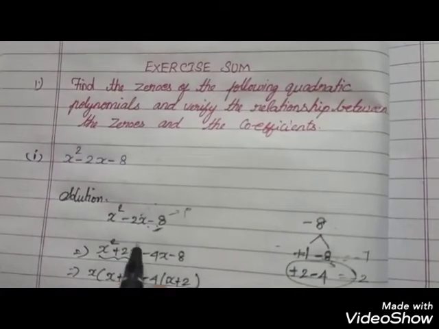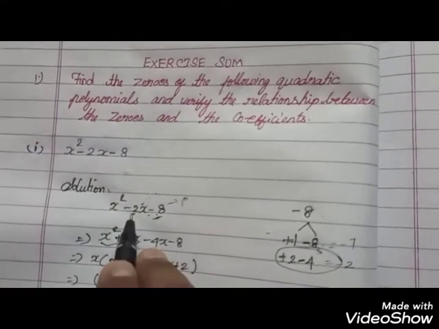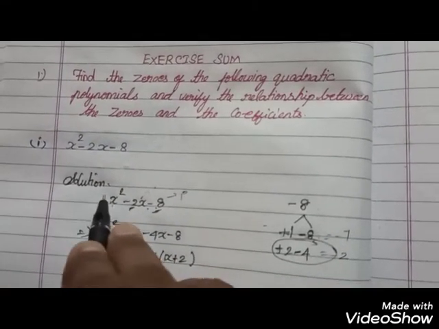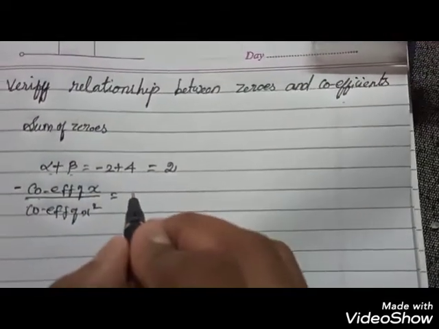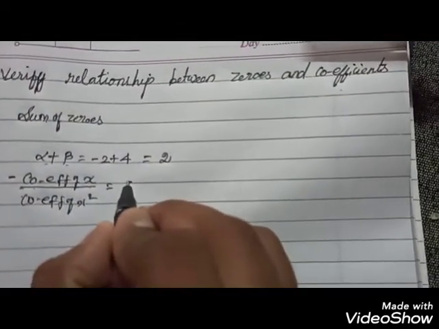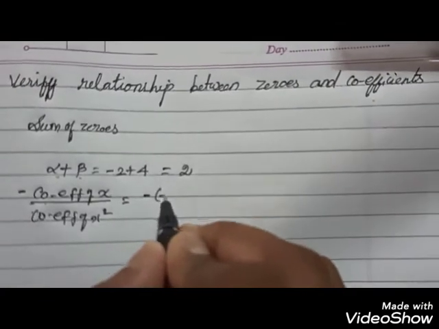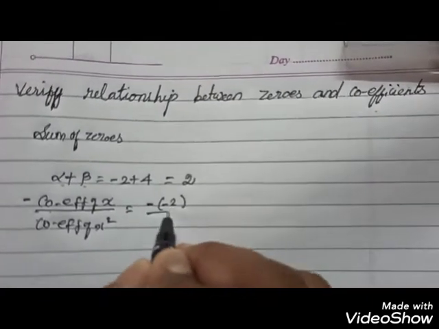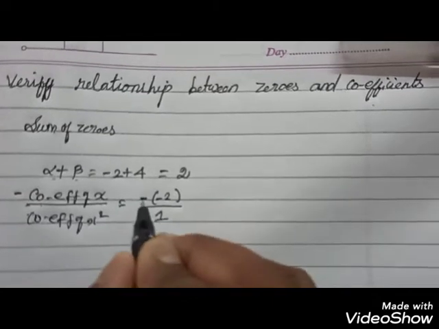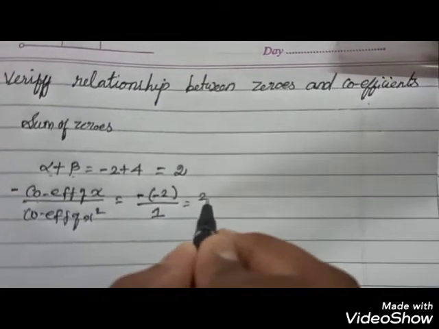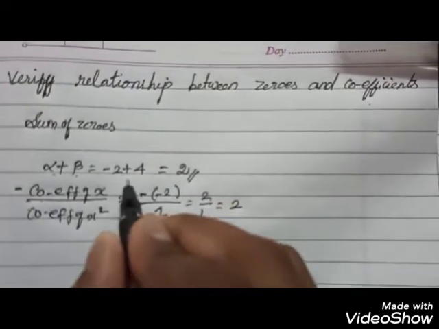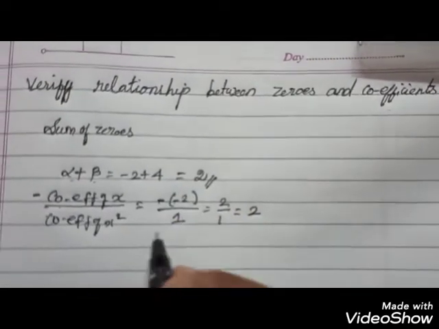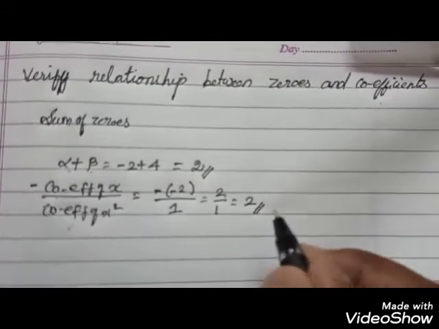Coefficient of x is minus 2. Coefficient of x square is 1. So coefficient of x, we know that minus 2, already minus is there, divided by coefficient of x square, which is 1. So minus into minus plus 2 by 1, which is equal to 2. So now you see alpha plus beta, zeros and then coefficient, we get the same.